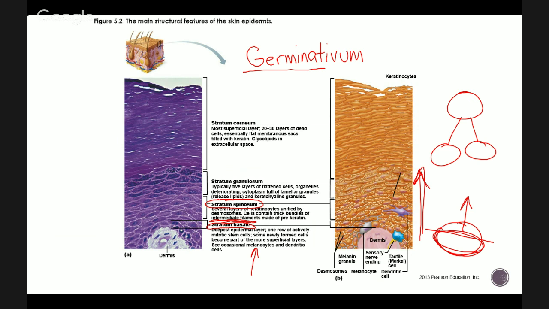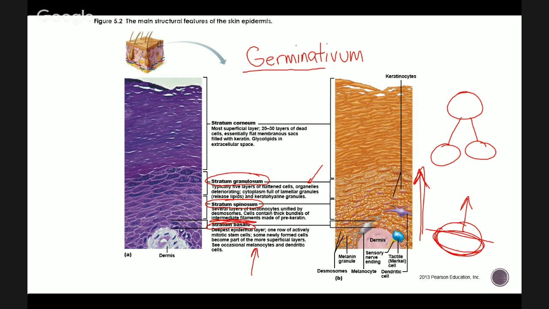Then we have the stratum granulosum. This is the granular layer. This is the transition stage. Before the stratum granulosum, the cells were still alive. When they get to the granulosum level, this is where the cells start to die off. As they enter the granulosum, they're still alive, they're hanging on. By the time they get out of the granulosum, they're pretty much dead or almost dead. The organelles are deteriorating, which means the cell is dying off.